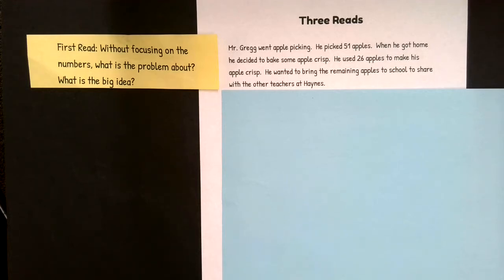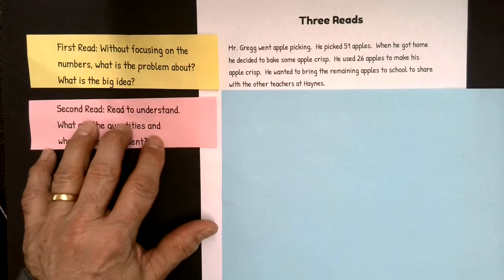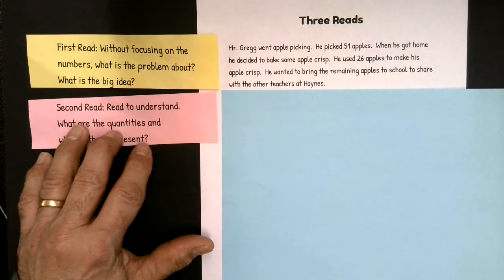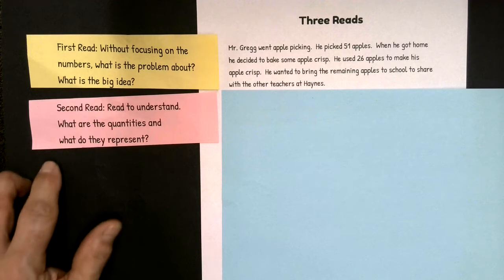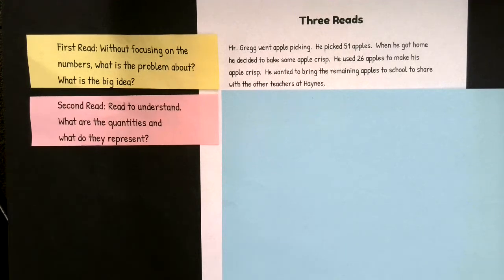So let's take a look at our second read. Our second read, we're going to dig into the details of the problem. I'm going to focus a little bit on the quantities. Quantities are the numbers involved in the problem. Which numbers are important, which are not?